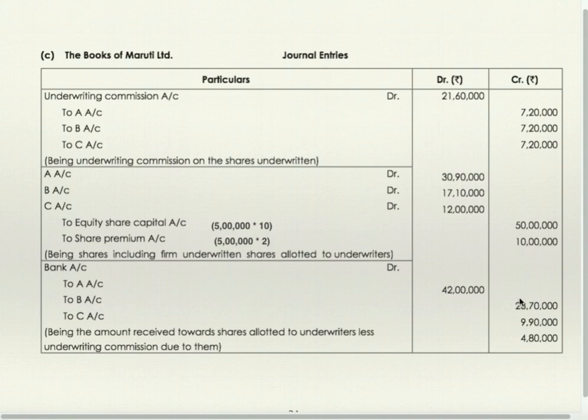Bank account debit to A, to B, to C, being the amount received towards the shares allotted to underwriters less underwriting commission due to them. This is how journal entries are to be passed.